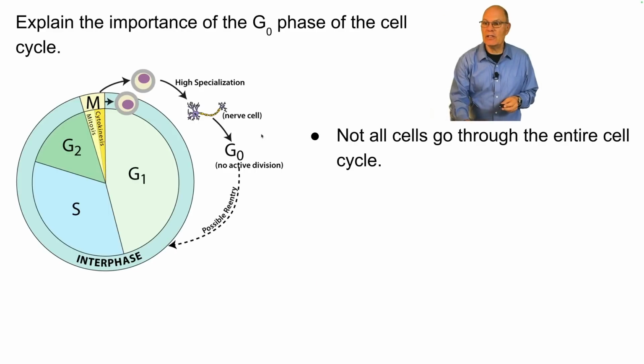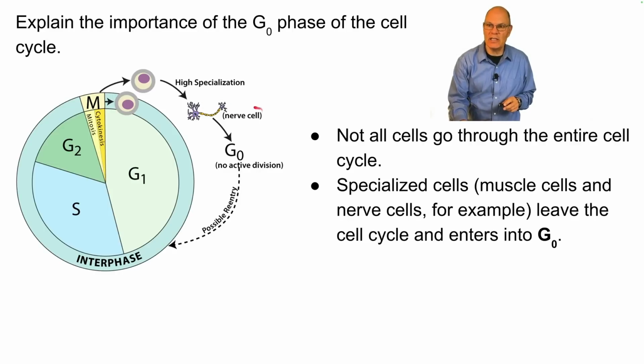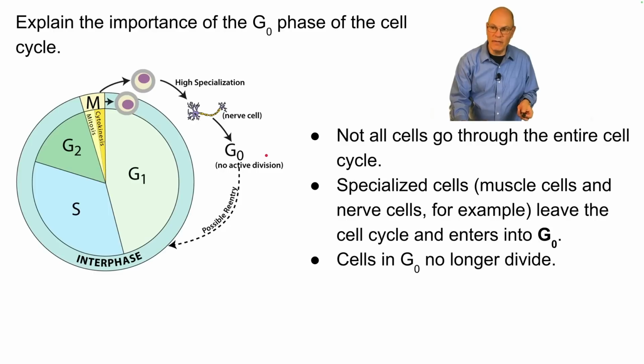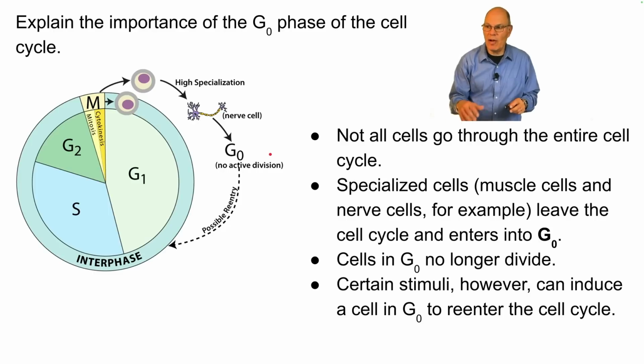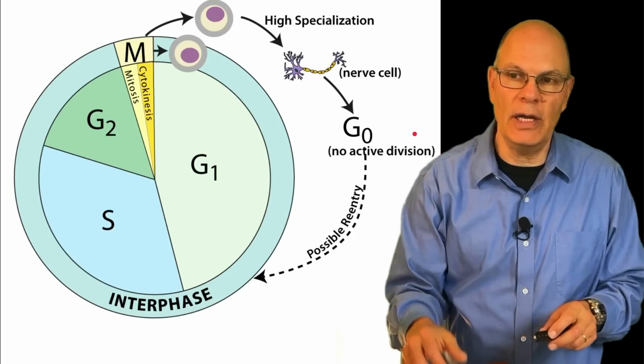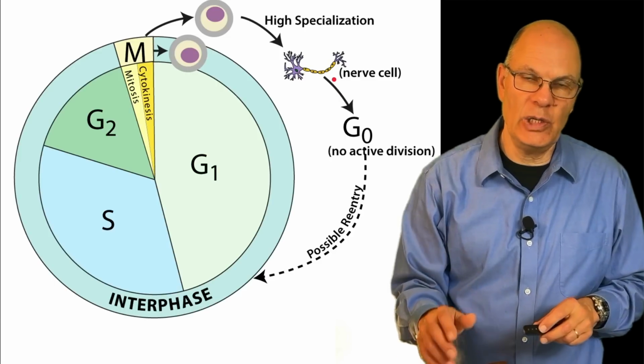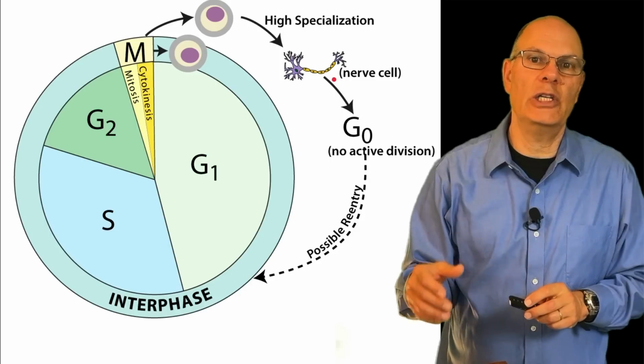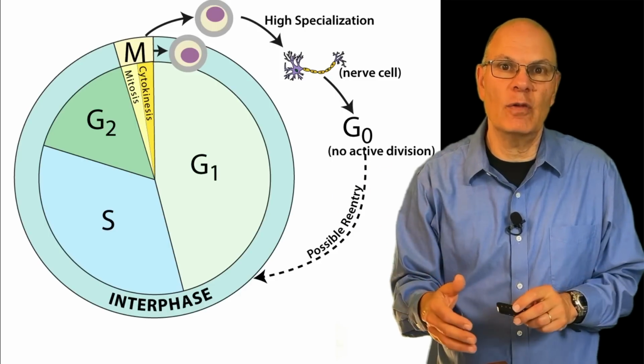Explain the importance of the G0 phase of the cell cycle. Basic idea here is that not all cells go through the entire cell cycle. So if you have highly specialized cells like a nerve cell or a muscle cell, they'll leave the cell cycle and they'll enter into G0, after which they won't divide. Certain stimuli, however, can induce cells in G0 to re-enter the cell cycle. But for the most part, the nerve cells that you have are the nerve cells that you're going to have, which is why a traumatic spinal cord injury is something that you can't recover from.